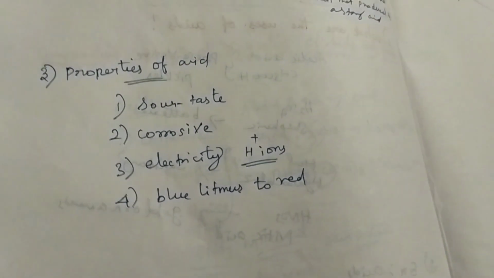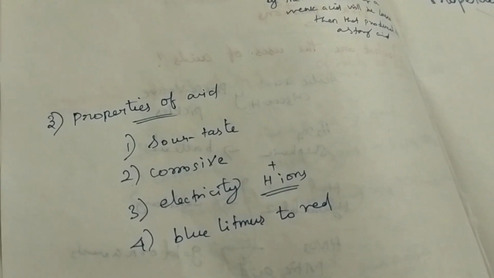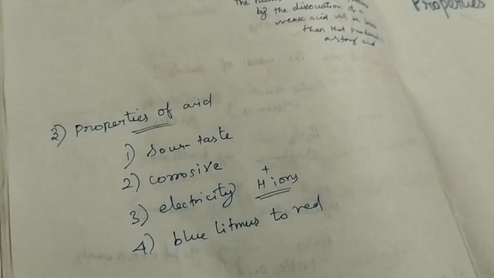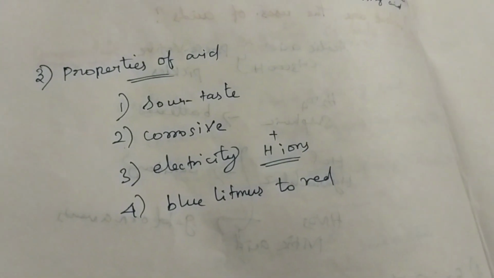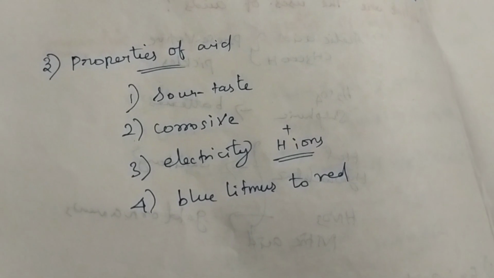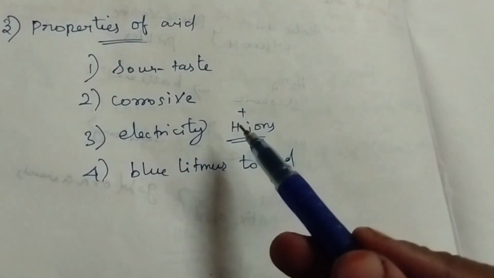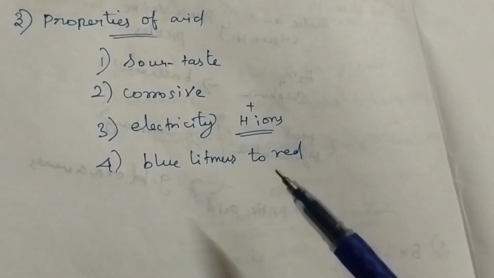It has a sour taste, and it is a corrosive chemical substance. When it contacts our skin, it forms painful blisters and a pulp like mass, and we have to handle the acid very carefully. And the next one is electricity. It will conduct electricity. Why? Because acid contains H plus ions, and that is the main source for electrical conduction, and it has the ability to change blue litmus paper to red.